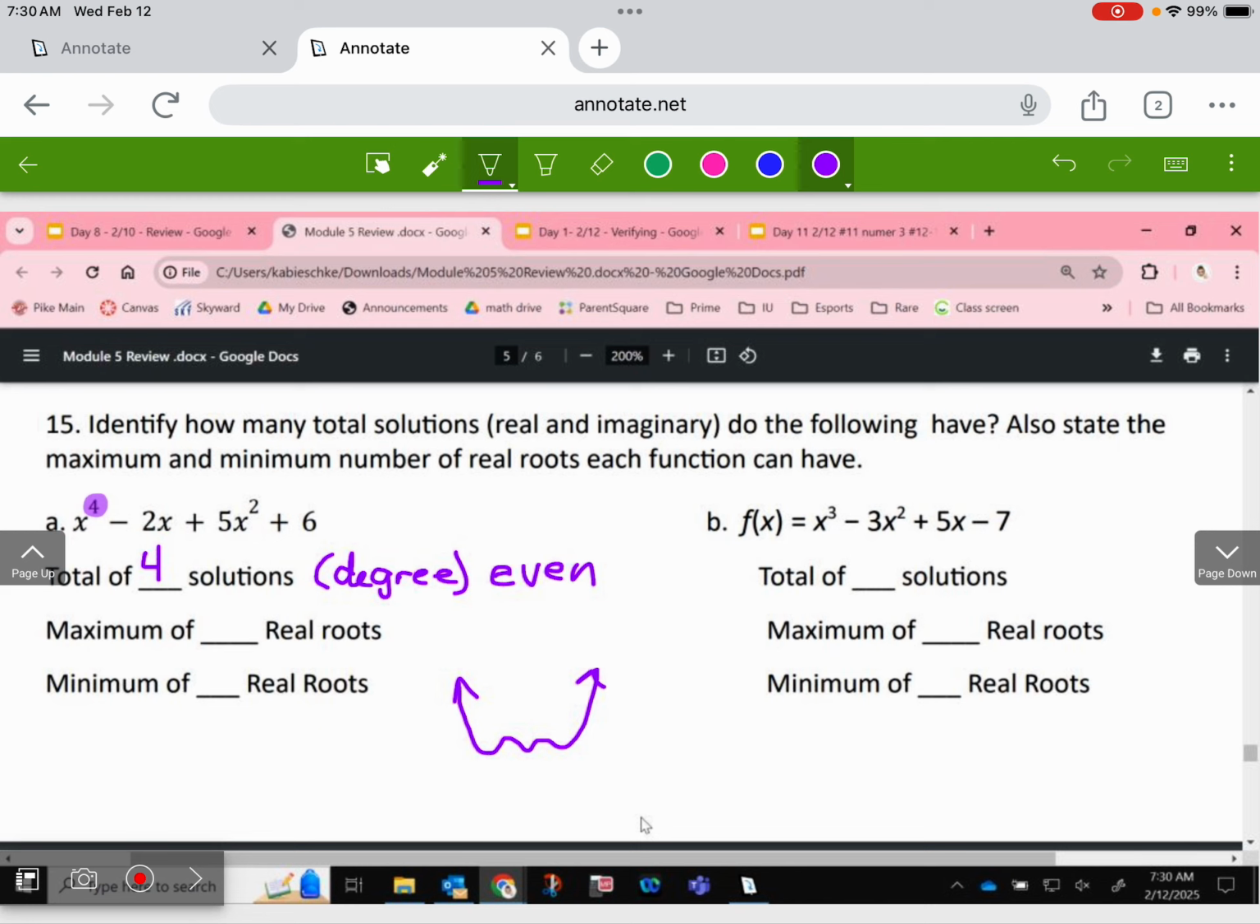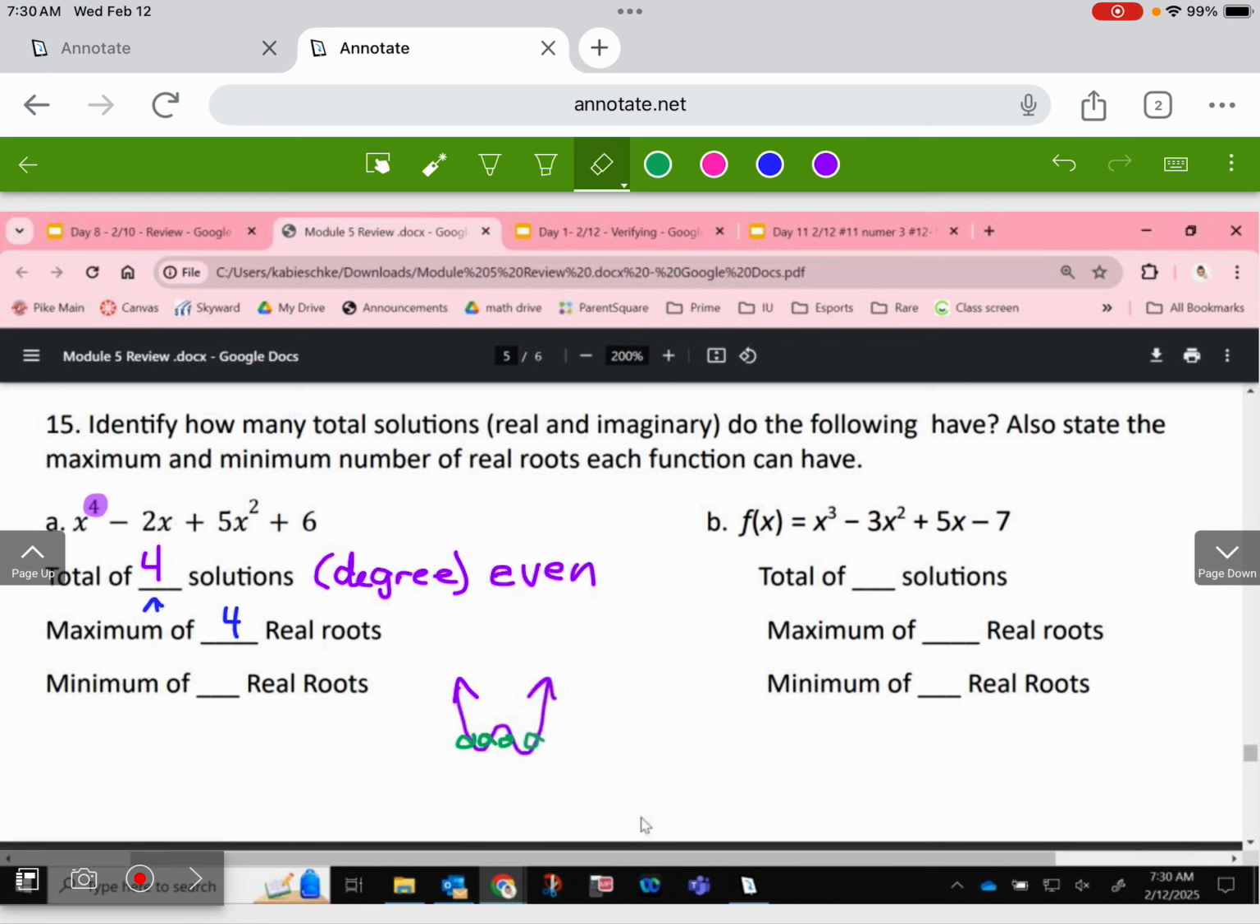How many roots is this going to have at the very, very most? 4. This can cross a maximum of 4 times. My picture over here is really bad because it should be like that, because a 4th degree will cross at most 1, 2, 3, 4 times.